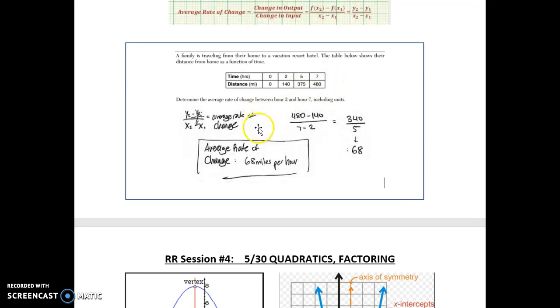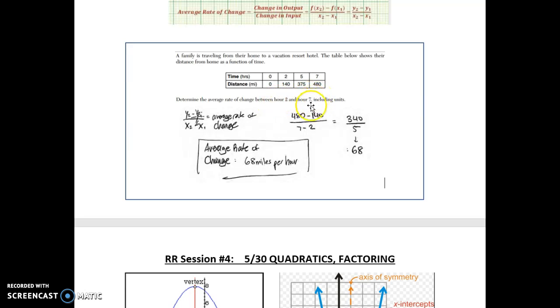And so they want to know the average rate of change. So again, please remember it's from 2 and 7. So we have to create the points. 2 and 140. So the x value is 2, the y value is 140. The x value is 7, the y value is 480. That's how we find the slope.